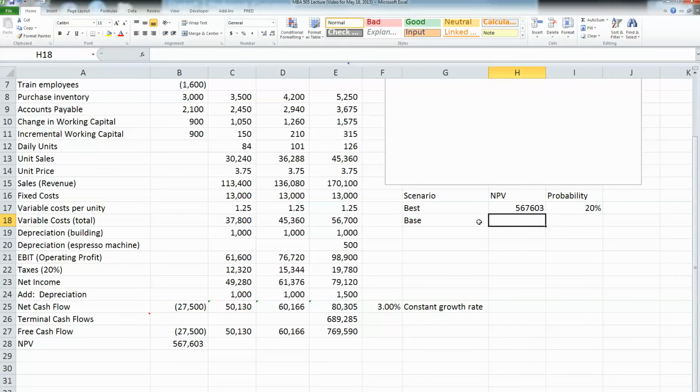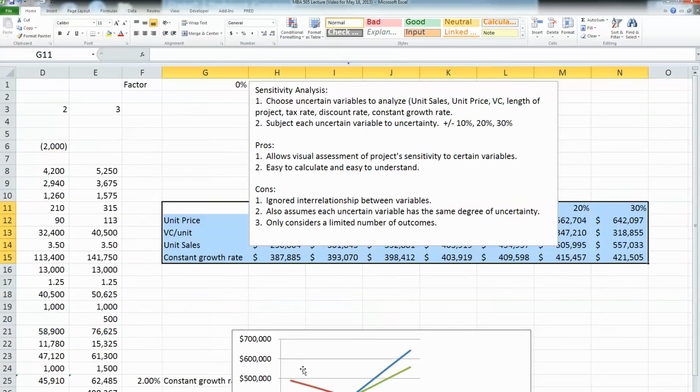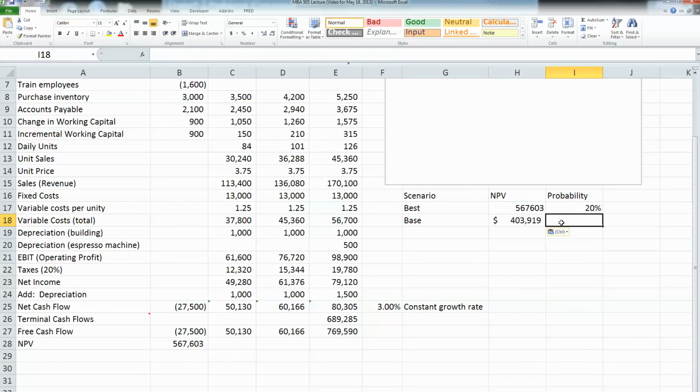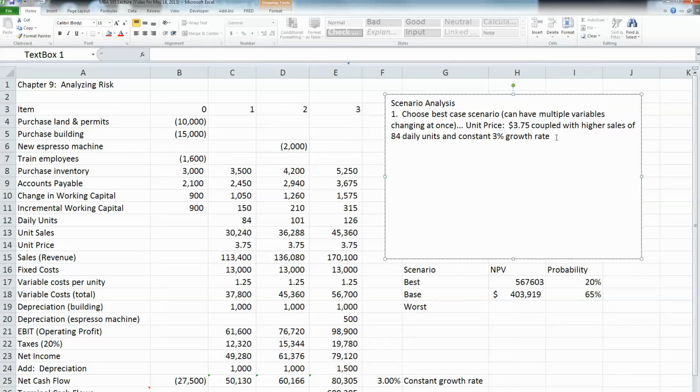Then my base case was just the original value, and I am just going to pop over here and copy it because I know it was 403,000. Let's say there's a 60%, or let's go 65% chance of that. And let's say the worst case, so I'd have to choose my worst case scenario. I'll set the unit price to, I don't know, let's go $2.75 a unit. Sales of 65 units a day. And constant growth rate of just 1%.